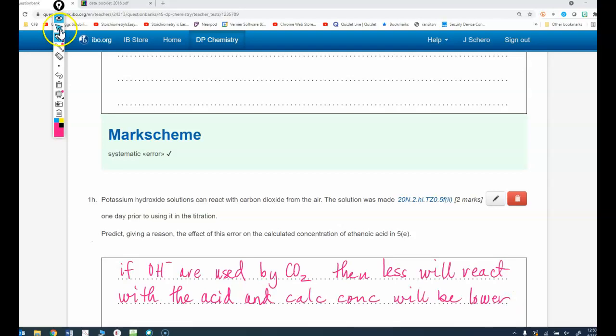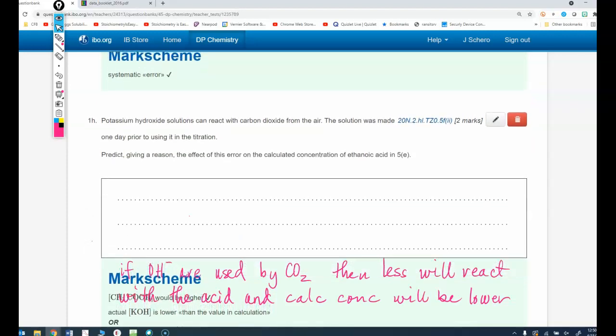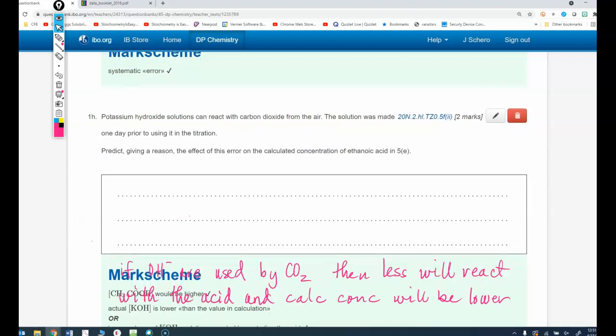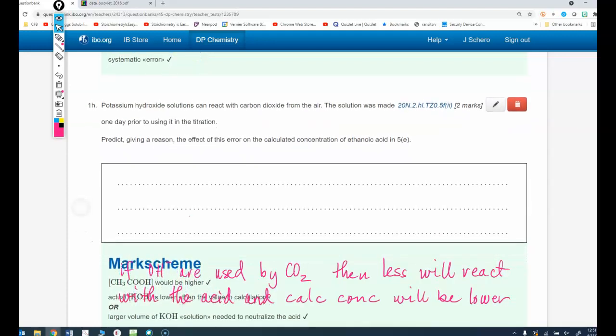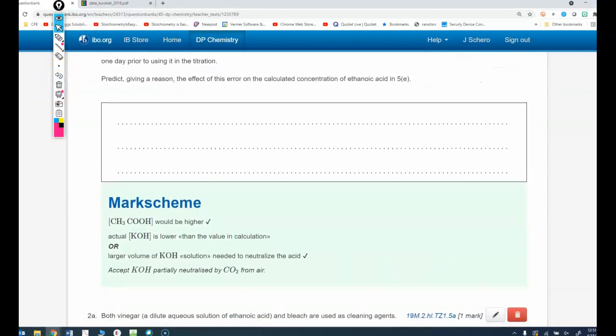Let's see if I got that one right. I'm questioning myself. I think that that's what it sounds like. The CO3 would be higher. The KOH would be lower than the value in the calculation, or the larger volume. Okay, there we go. Let me erase what I wrote because apparently I'm wrong. This is what it should come out to. The acid concentration would be higher because, okay, I answered in terms of the KOH, not in terms of the acid. So I said the KOH would be lower. Yes, it would be. So if the KOH is lower, then that would lead us to believe that the ethanoic acid is actually higher in concentration than it really is.